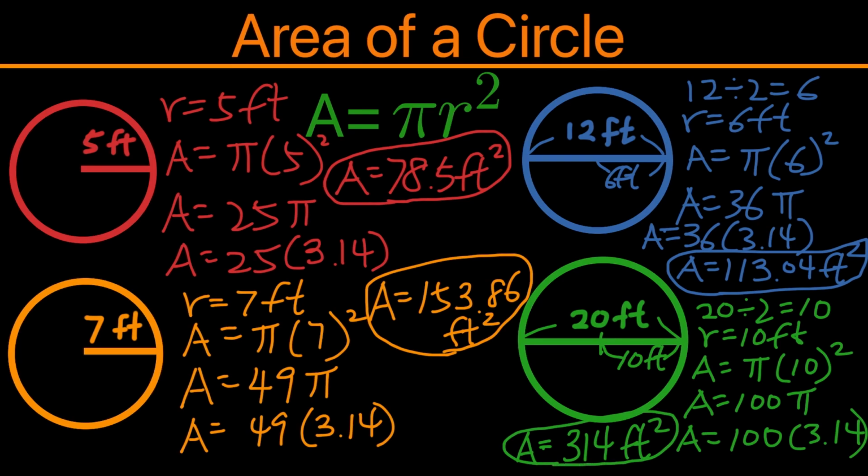So these 4 are examples of how you would find area of a circle.